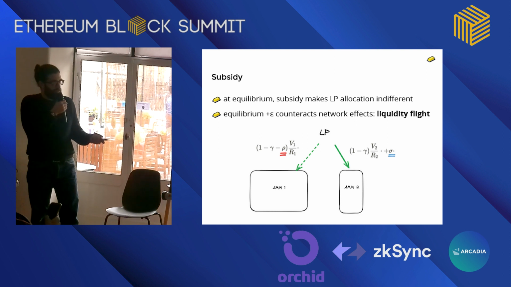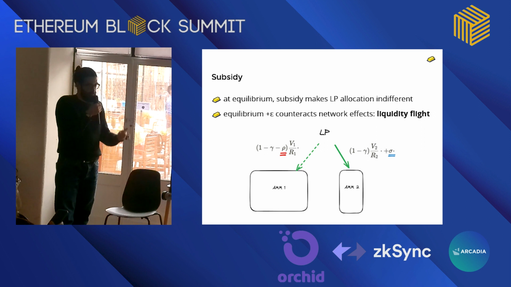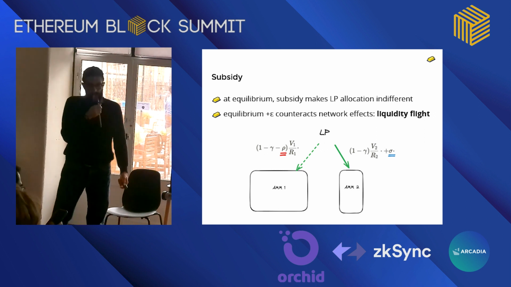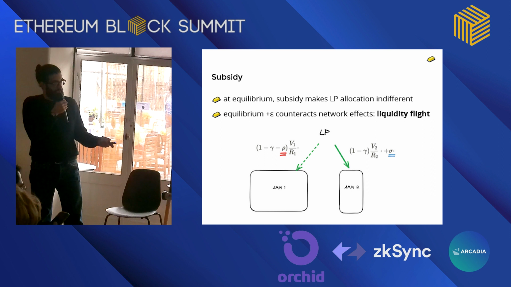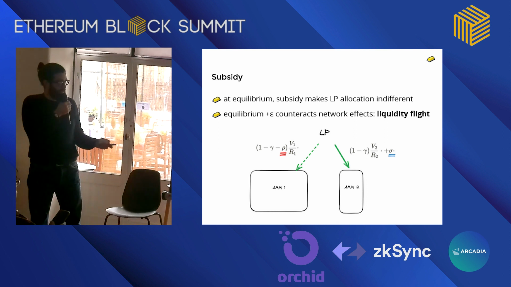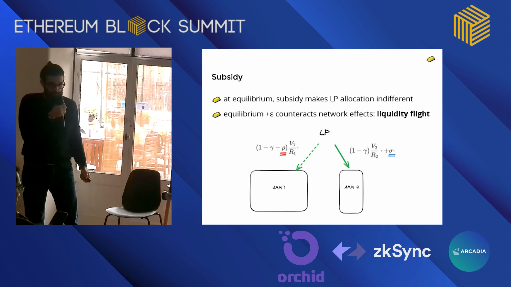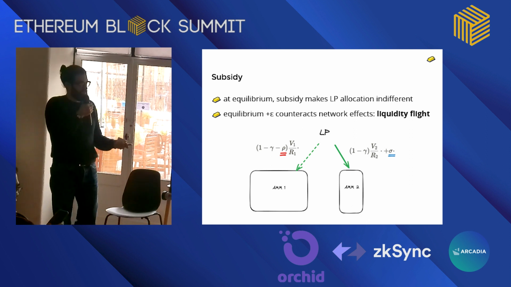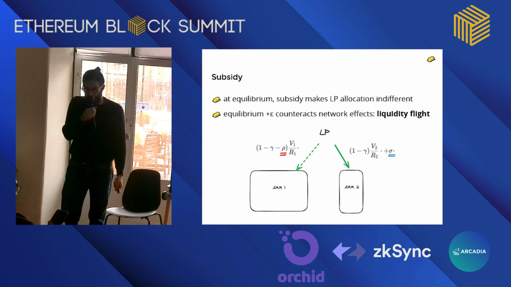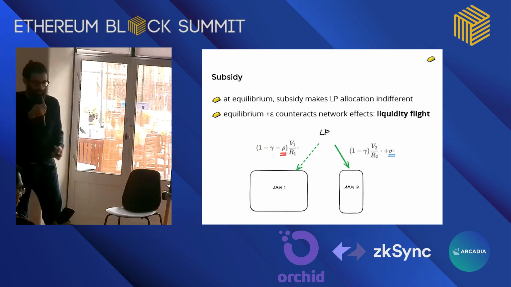What AMM2 is going to try to do, on the contrary, is add a sigma, which represents a subsidy, sigma for subsidy. The idea is that if you make sigma large enough, so basically you take the equilibrium value and add epsilon, it should make the LPs stop allocating to AMM1 and prefer allocating to AMM2. So if you have this term that is large enough, LPs should start strictly preferring AMM2, rationally.